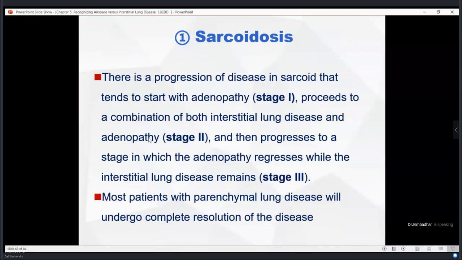Like I was saying before, it has stages, from stage 0 to stage 4. The progression tends to start with adenopathy, which is called stage 1, and then proceeds to a combination of both interstitial lung disease and adenopathy.